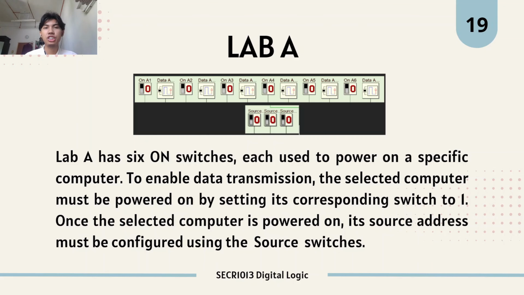So let's start with the source selection, which is Lab A. Lab A has 6 on switches, each used to power on a specific computer. To enable data transmission, the selected computer must be powered on by setting its corresponding switch to 1. Once the selected computer is powered on, its source address must be configured using the source switches. The source switches are in binary format. Source 0 represents the least significant bit, LSB, and source 2 represents the most significant bit, MSB. For example, if we want to send data from computer A, we set A to 1, which powers it on, and source address to 100, which translates to computer A5. This ensures that the correct data source is selected before transmission begins.